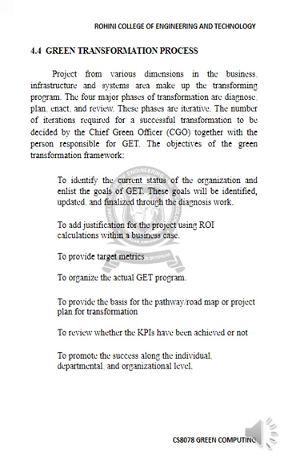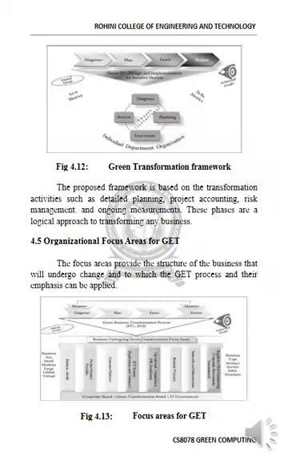So the phases are diagnose, plan, enact and review. All the phases are iterative. The number of iterations required for a successful transformation will be decided by the Chief Green Officer. To identify the objectives of the Green Transformation Framework and the current status of the organization, you have to enlist the goals. The goals will be identified, updated and finalized through the diagnosis work. Then add justification for the project using ROI calculation within a business case, and provide the target metrics for the actual program.